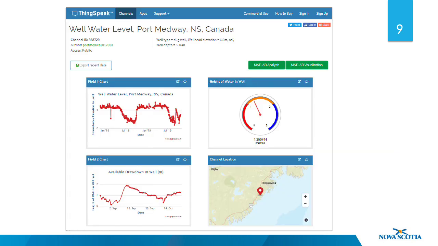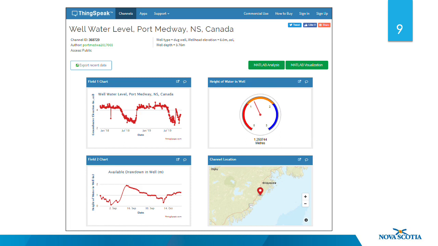Here's an example web page for one of the water wells that we're monitoring. As the water level meters measure the depth to the water table, they're sent to this web page and they're plotted immediately. The information is displayed in a number of ways. In the upper left-hand graph, you can see the long-term water level information.